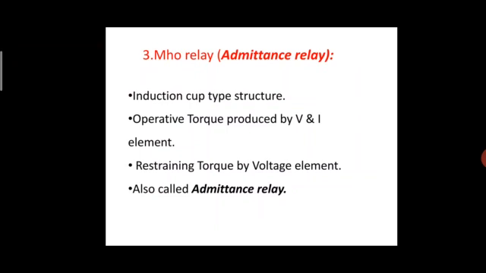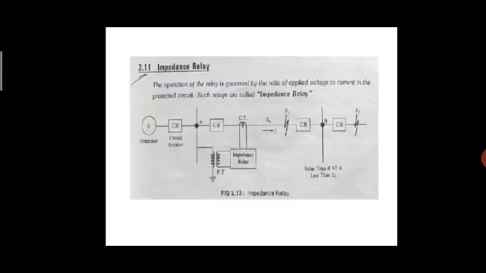Ohm relay or admittance relay. Induction cup type structure. Operative torque produced by V and I, voltage and current element. Restraining torque by voltage element, also called admittance relay.